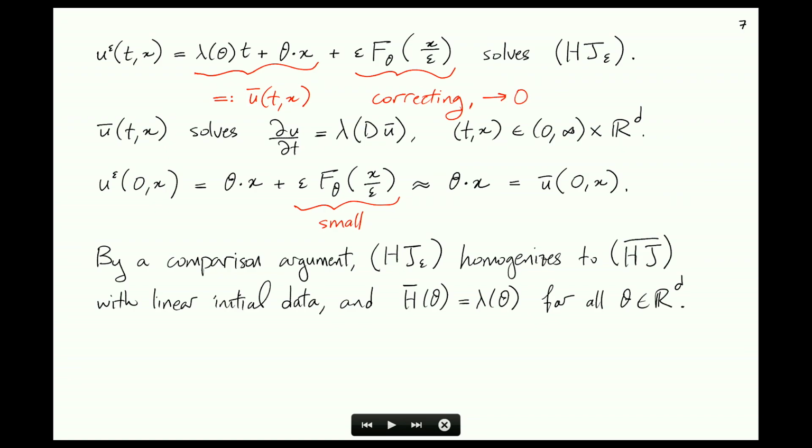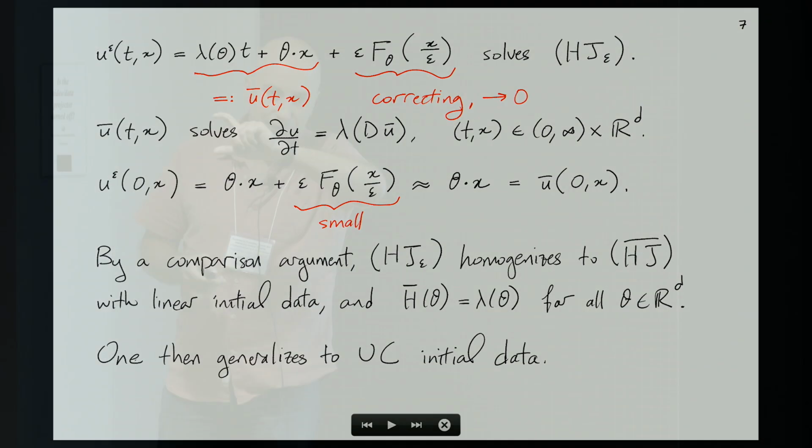But see, this is a periodic function on a torus, so it's continuous, so bounded. So with the epsilon, it goes to 0, right? So this term goes to 0. So by a comparison argument, you can make things work, and we do have homogenization, at least with linear initial data, which then with a separate argument you can generalize to uniformly continuous initial data. So the moral of the story is that if for every theta there is a lambda, if that assertion holds, and then a corrector, then homogenization works. Okay.